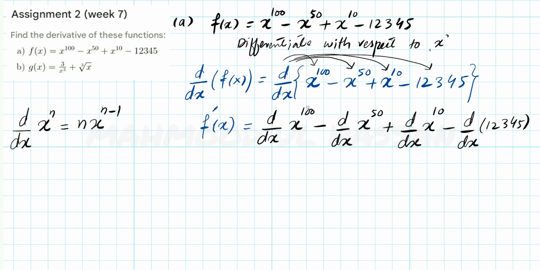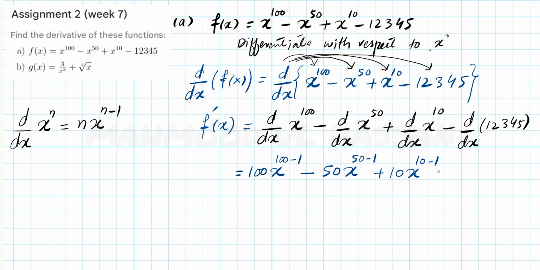So here you can see instead of n we have 100, so we will multiply the 100 with x to the power 100 minus 1. Got it? In the same way, here we multiply this 50 with x to the power 50 minus 1. The same way, for x to the power 10, the derivative becomes 10 multiplied by x to the power 10 minus 1.